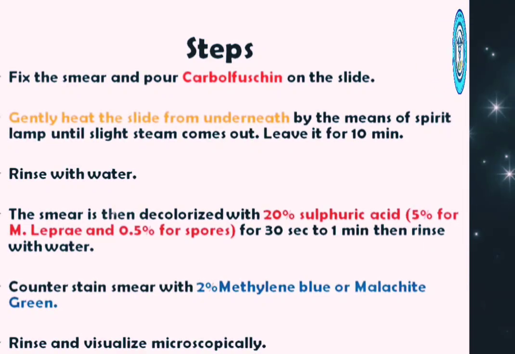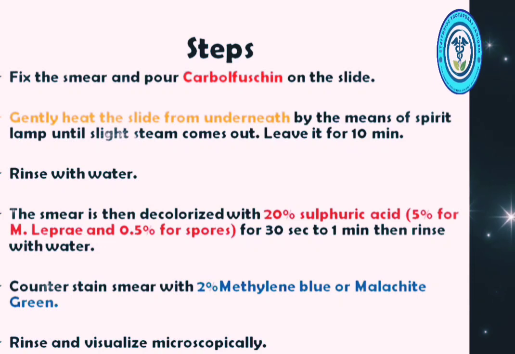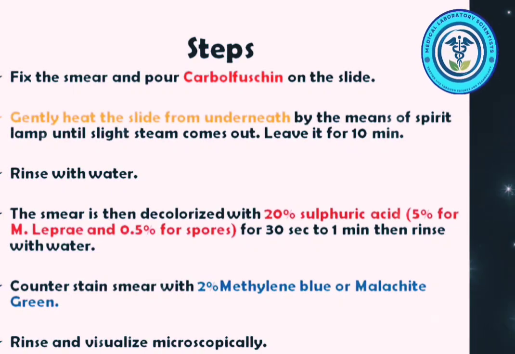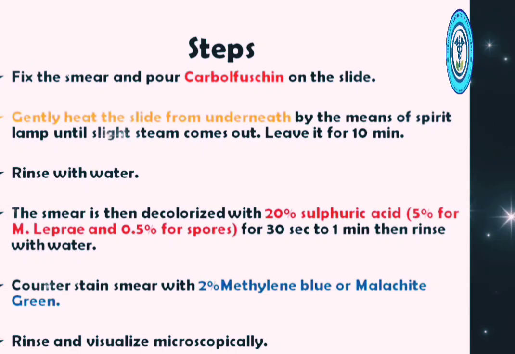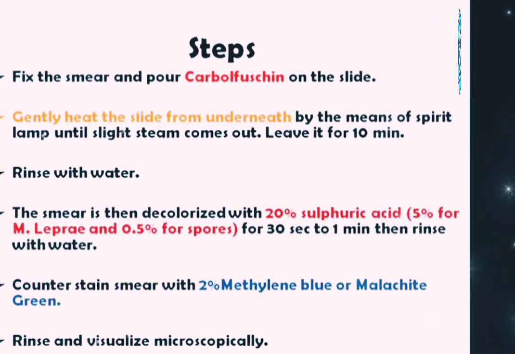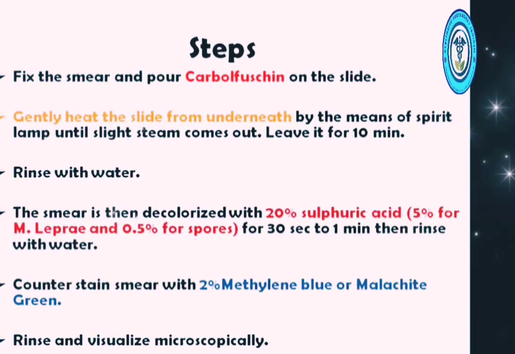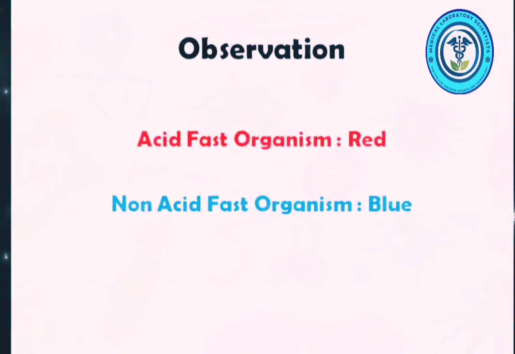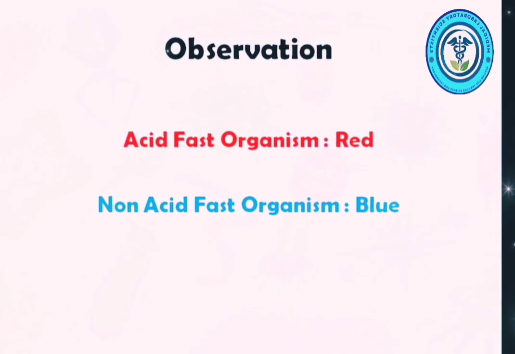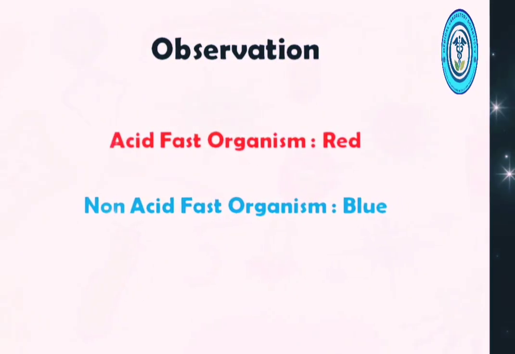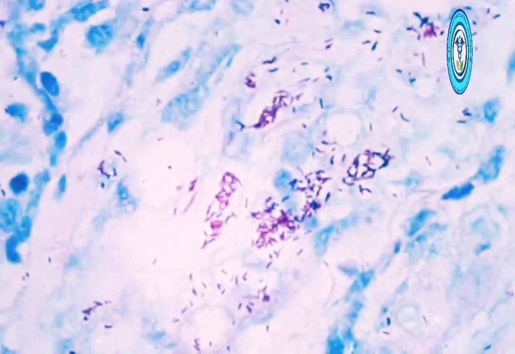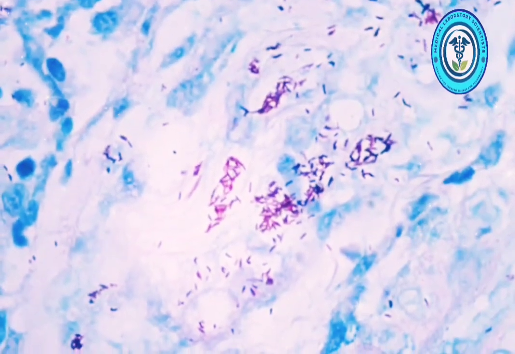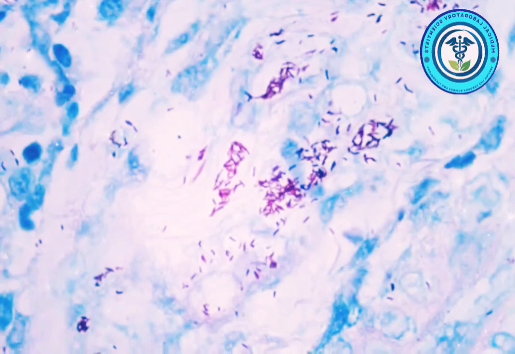Then we will finally rinse with water, and the last step, that is counterstain, we will do that with 2% methylene blue or malachite green for 2 minutes. Then after the final step, we will rinse the smear with water and visualize microscopically. Finally, under the microscope, we will find that acid-fast organisms will appear red in color and non-acid-fast organisms will appear blue in color. So here is a stained smear of an AFB positive organism.